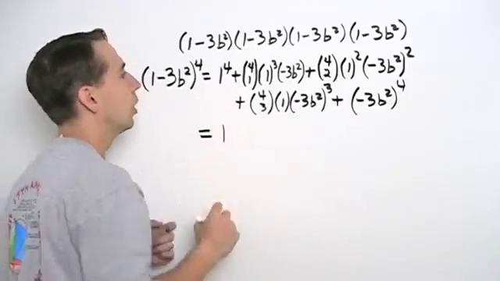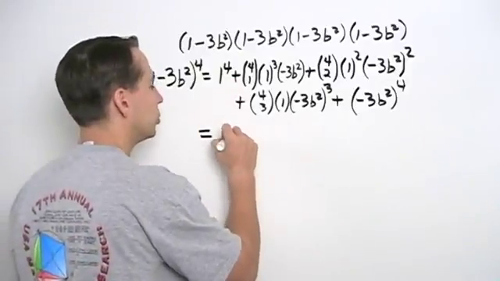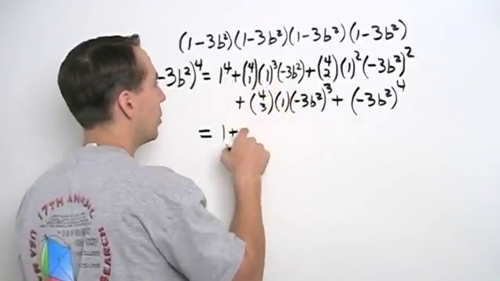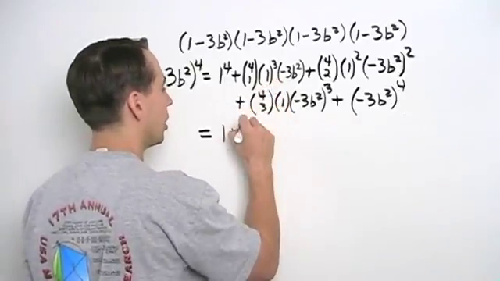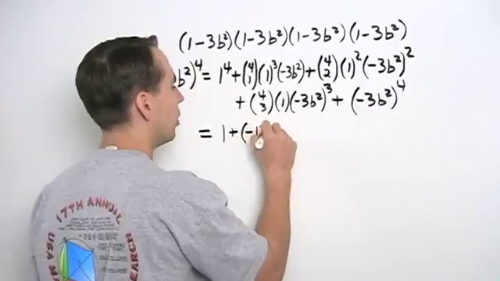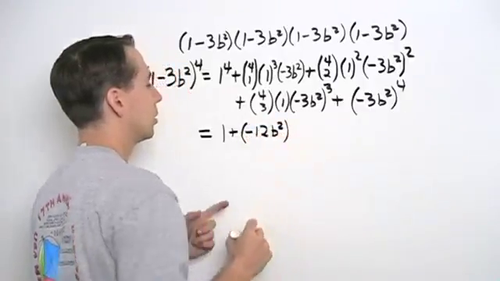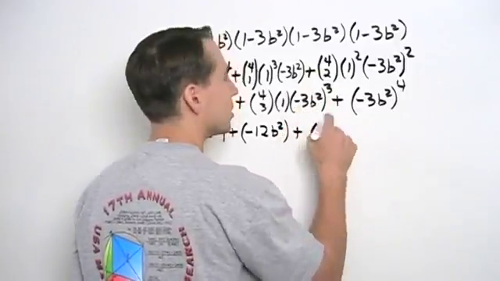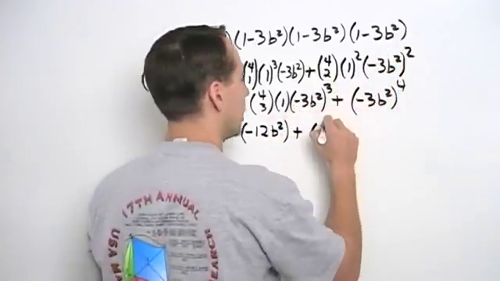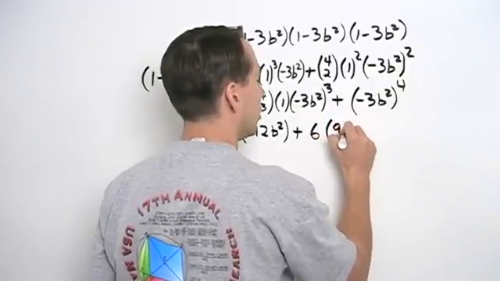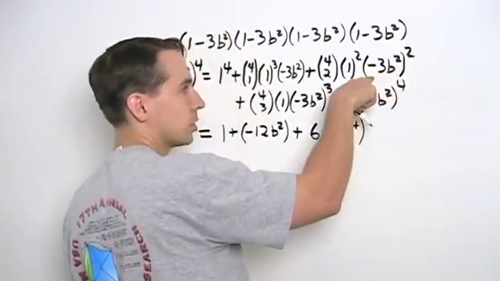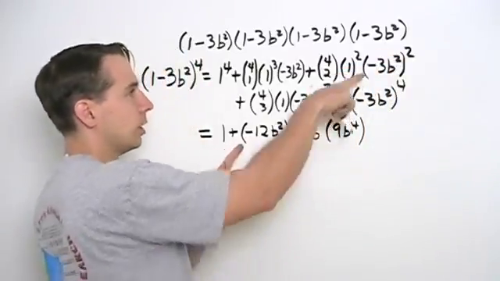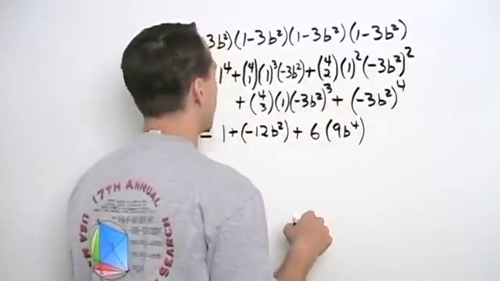1 to the 4th is just 1. 4 choose 1, well, that's 4 times 1, well, that's just 1. And then I have my minus 3b squared, so I'm going to have minus 12b squared here. All right, then over here, 4 choose 2 is 6. Minus 3b squared, I'm squaring that. That'll be 9b to the 4th. Now notice I'm squaring the 3 and the b squared. Negative times a negative is a positive, so here I've kept the negative. Here the negative goes away because I've squared it away.